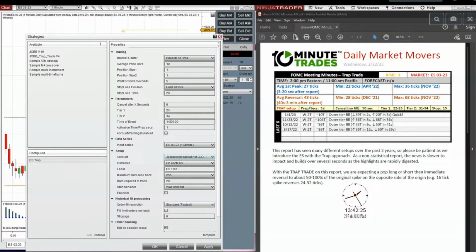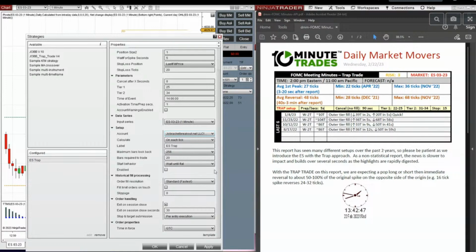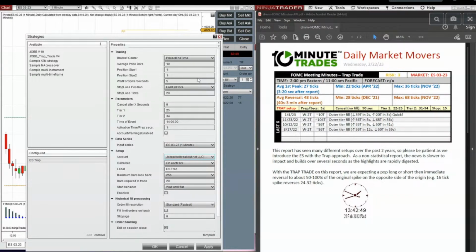There are no higher margins on this event, Caesar. It's normal margins. Not to my knowledge. We can check, but it's not on their calendar. It's not on the margin calendar. And that's my setup. So stop of 20, tiers of 25 and 34.